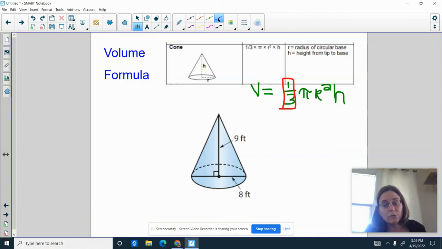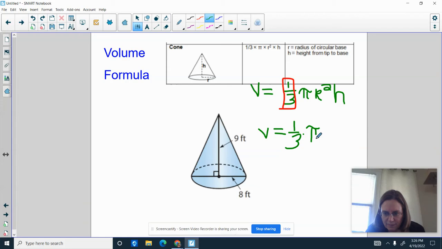Okay. 1/3 is not equal to 0.33 and it's not equal to 0.3. Those are estimates. 1/3 is an irrational number. It continues off into infinity. So it's best and more accurate if you can just use 1/3. All right, so let's plug our numbers in here. Okay, so I have V equals 1/3 times pi.